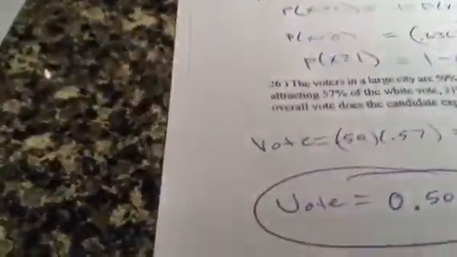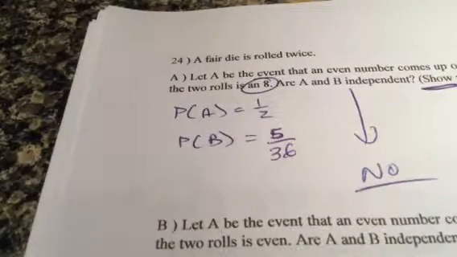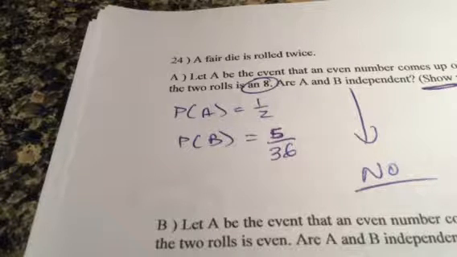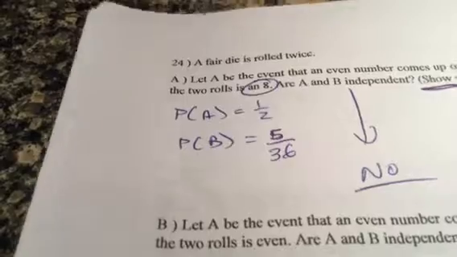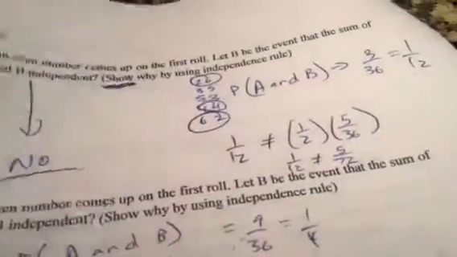Next one. The independence question. You roll a die twice. A is the event an even number shows up on the first one. That's 1/2. B is the event that the sum of the two rolls is 8. That can happen by the following 5 ways: 5 out of 36. I know it's a weird number, but that's what it is.